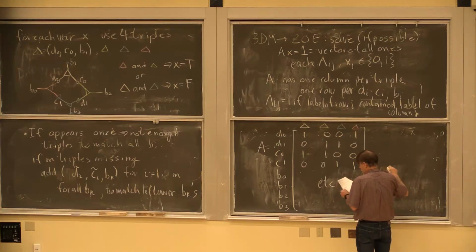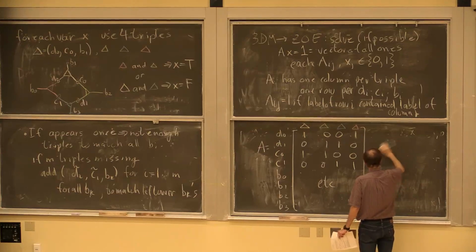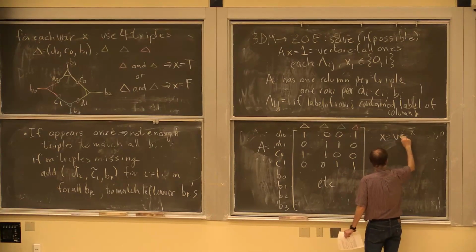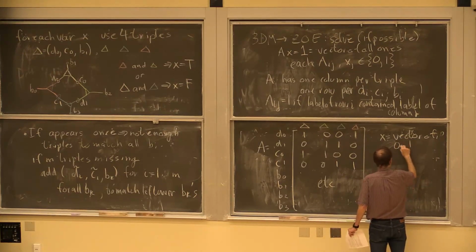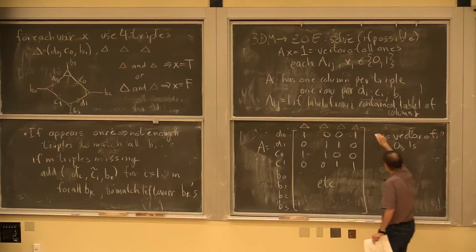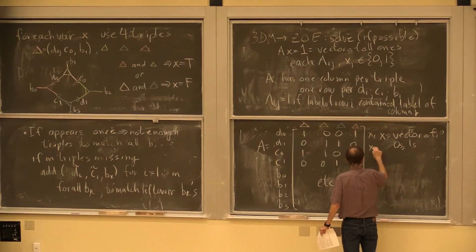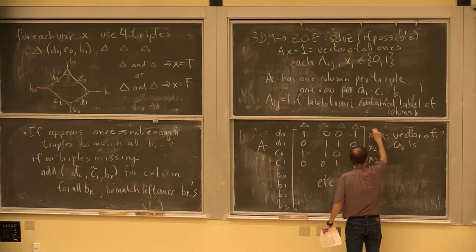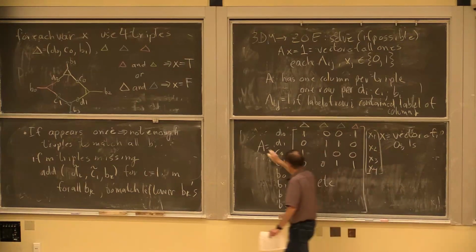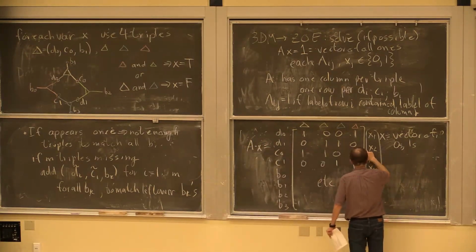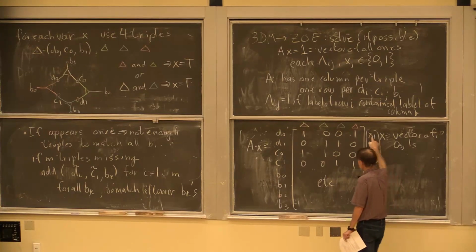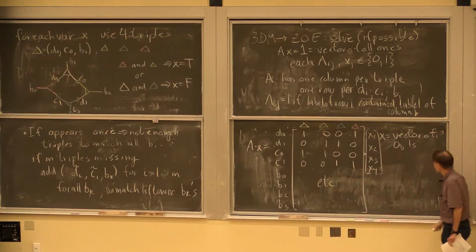So now let me try to interpret. I'm going to take a vector x. This is a vector of 0s and 1s. And so in this case, x1, x2, x3, x4. Now I'm multiplying A times x, this matrix times that vector. And so that means if x1 is a 1, I'll pick the white column. If x2 is a 1, I'll pick the green column, and so forth.